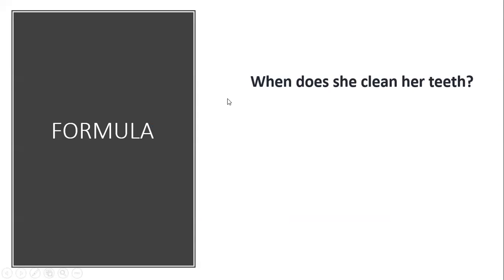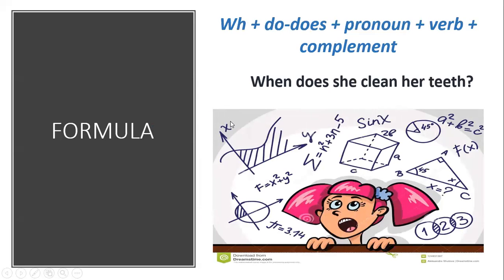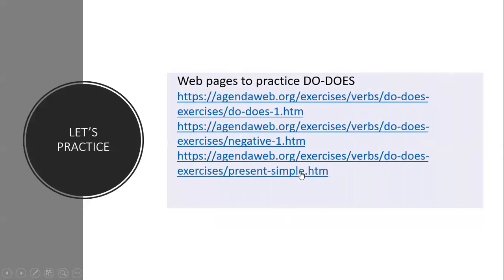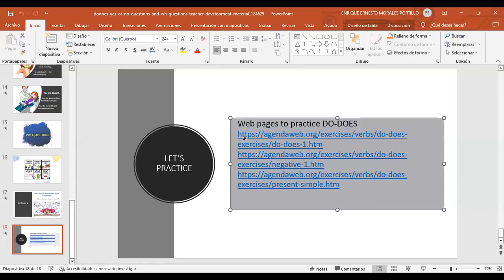Some more examples. When does she clean her teeth? Okay, take a look at it. Double H plus do or does plus pronoun plus a complement. Where is it? It's over here, right? When does she clean her teeth? That's the question. And let us practice. Well, over here we have some exercises that you have to put into practice. I think it's I can.